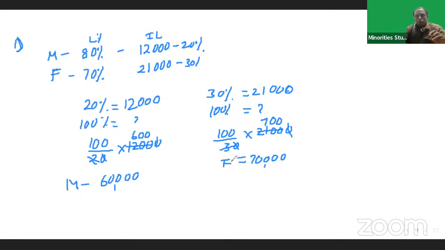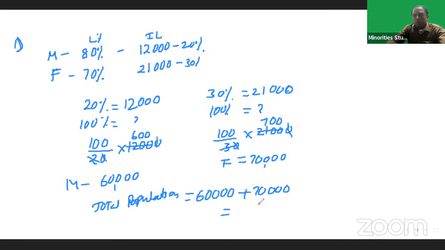So in the village, the total male population is 60,000. The total female population is 70,000. Now the total population of the village is male 60,000 plus female 70,000, which is equal to 1,30,000. This is percentages. In the next class, we will discuss one new topic. Thank you.